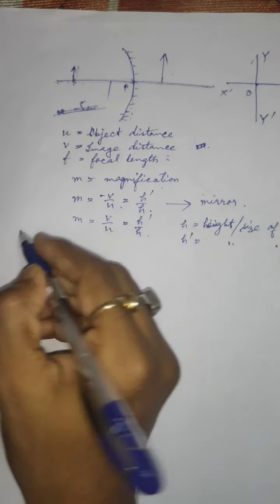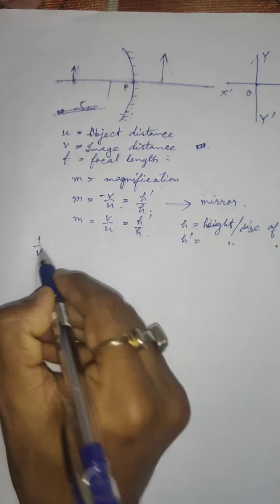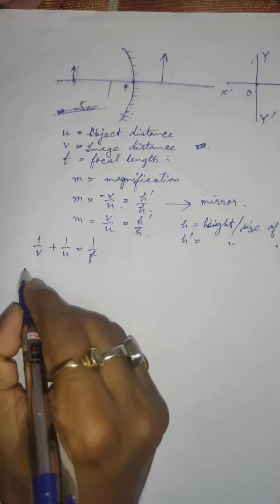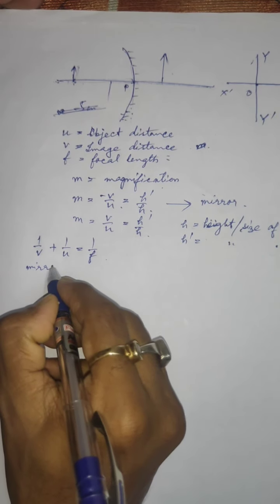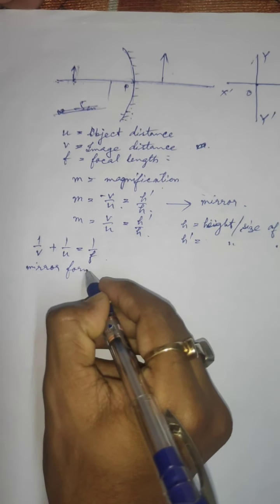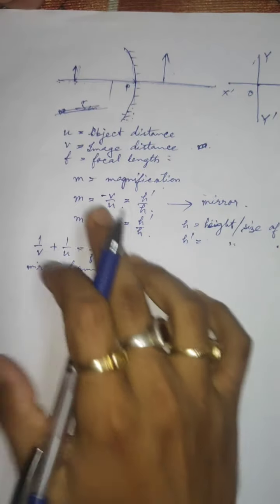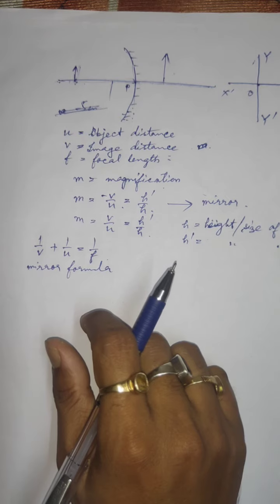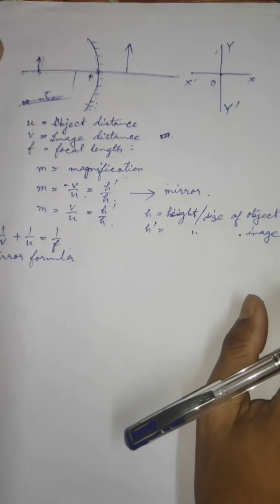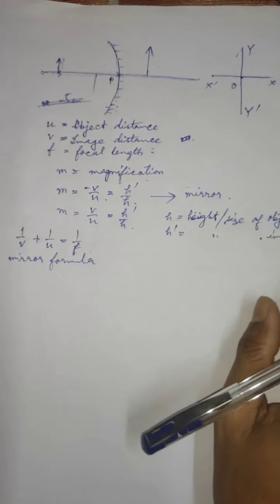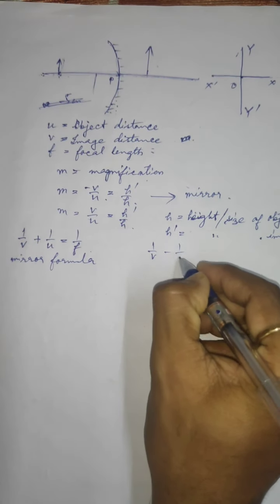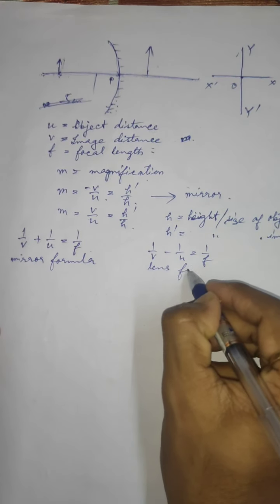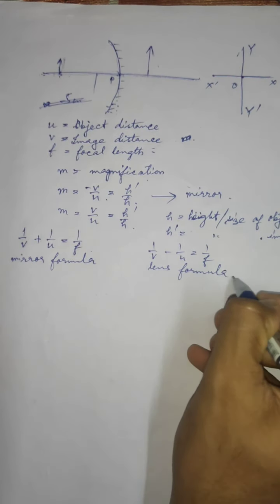Now there are two formulas. For mirror it is 1 by v plus 1 by u equal to 1 by f. This is called the mirror formula, the relation between image distance, object distance, and the focal length of a mirror. Similarly, in case of lens there is also a relation: 1 by v minus 1 by u equal to 1 by f. This is called the lens formula.